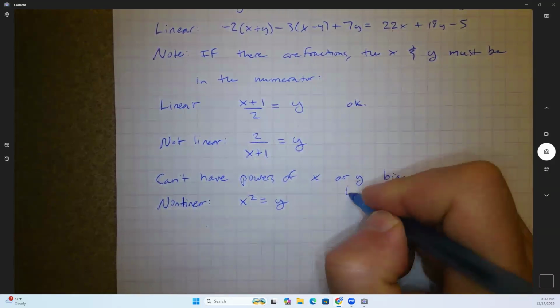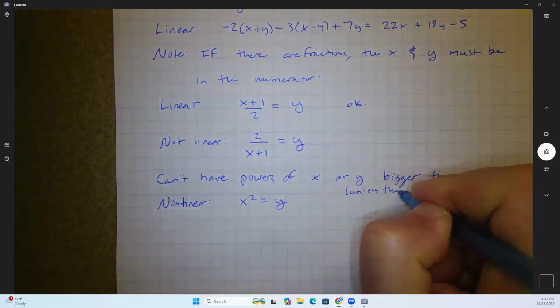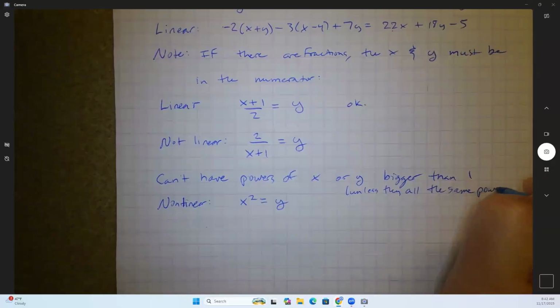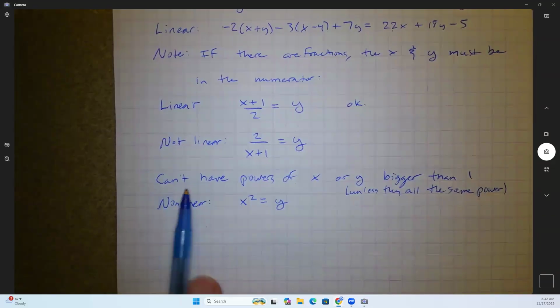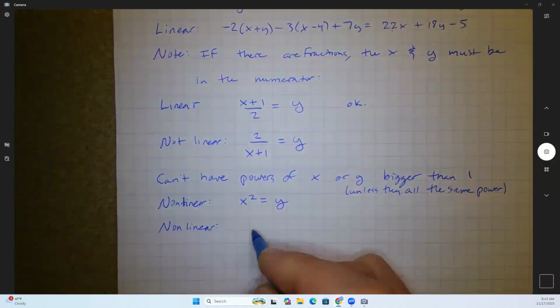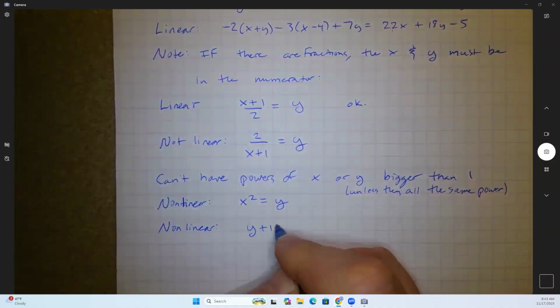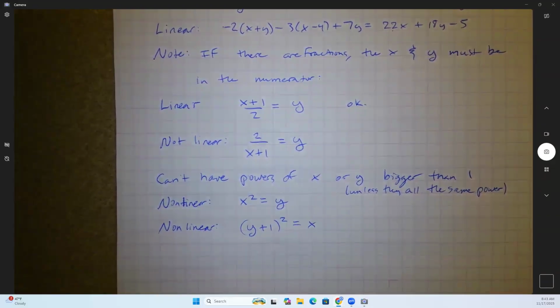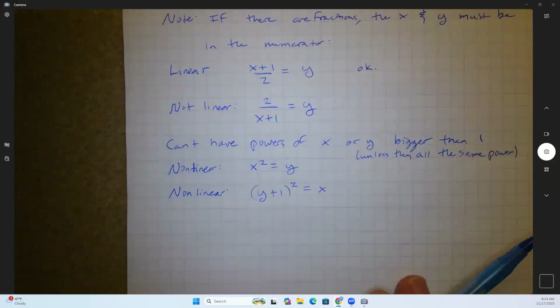I guess I'd have to say unless they all have the same power. But I'm not going to focus on that. We're just going to talk about if you don't have powers that are all 1, then it's not going to be linear. Another nonlinear equation might be y plus 1, and then you square it, equals x. All right, I still have a power that's not equal to 1. That's going to end up on the y, so it's not going to be linear.